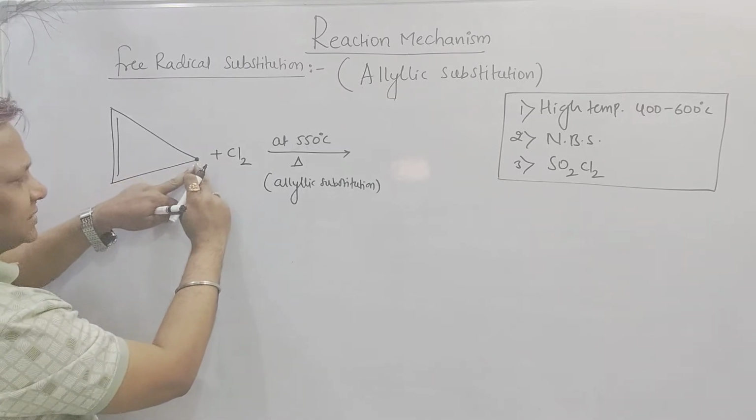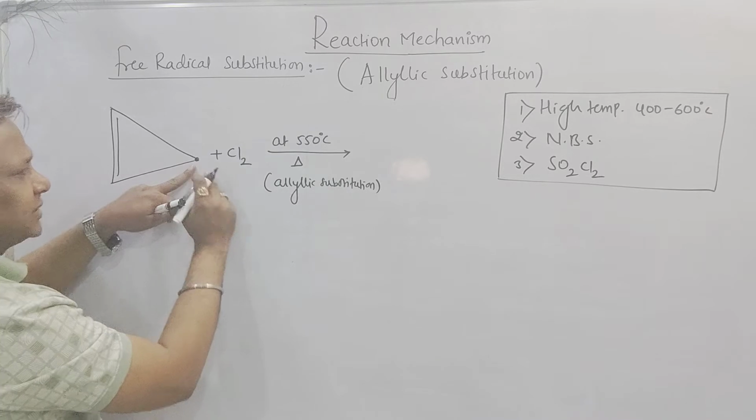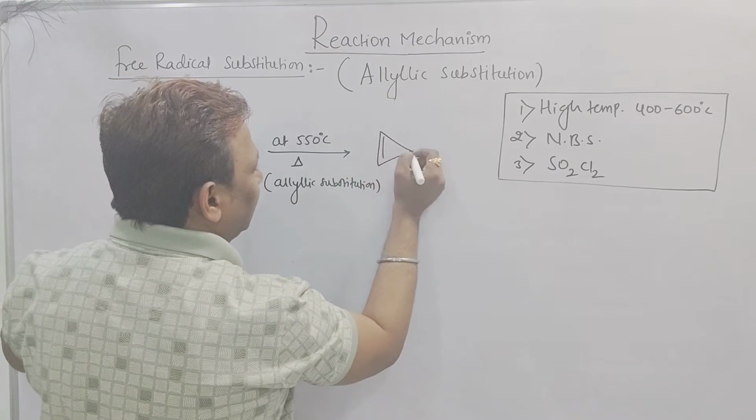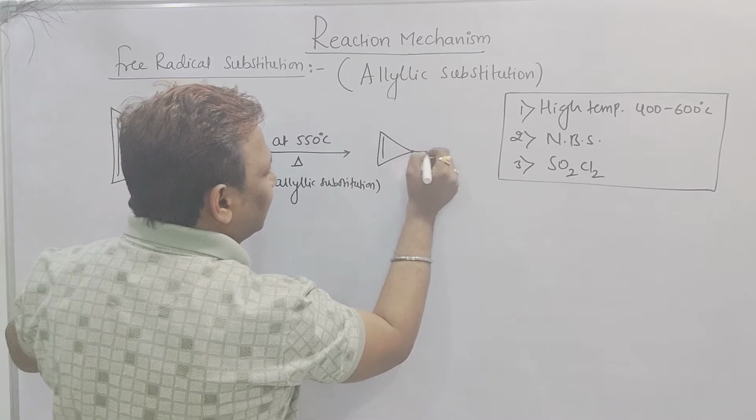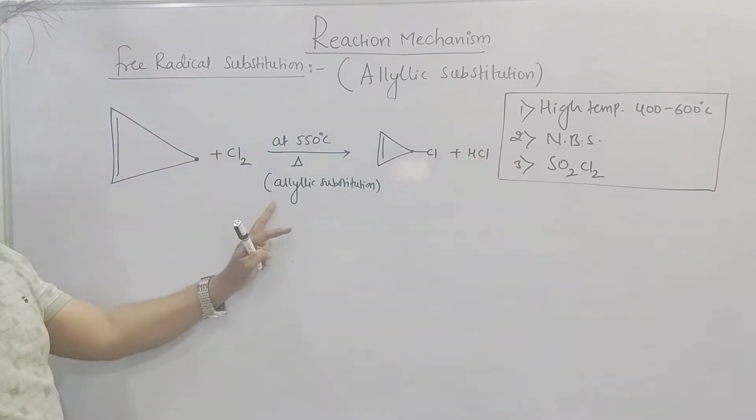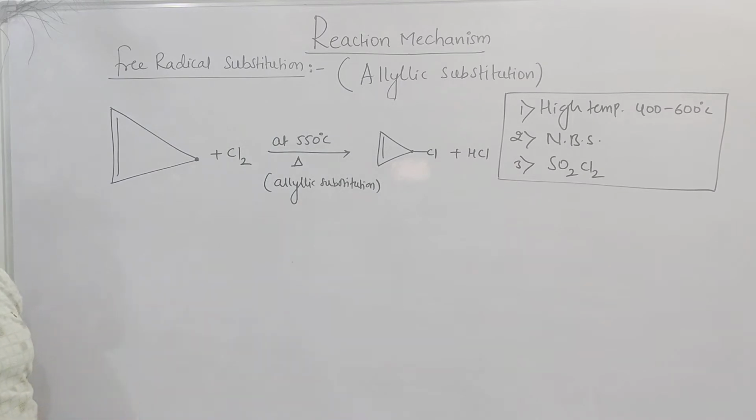Out of the two hydrogens here, one H is replaced by Cl, and we get the product in this way. Carbon double bond carbon, and this C bonded with a Cl, and the remaining byproduct is HCl. What does it say, beta? It is an allylic substitution or free radical mechanism.